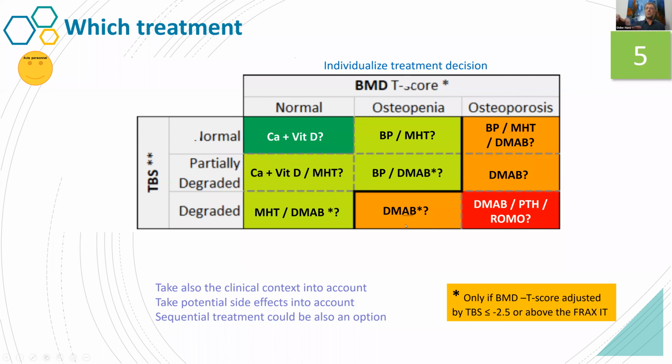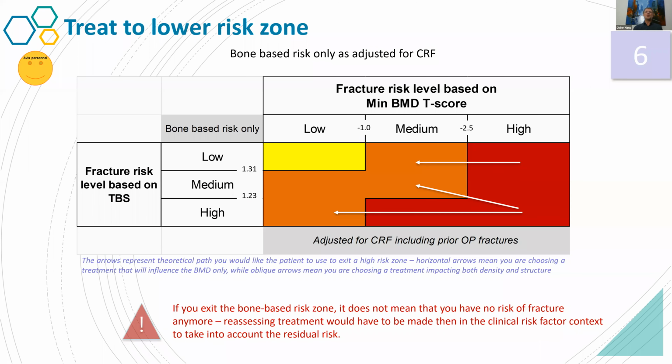And for us, for example, if we have an osteopenic patient, which is either osteoporotic by BMD T-score adjusted or above the FRAX intervention, then we'll treat, and then we'll choose the type of treatment according to the risk profile of a given patient, and choose a molecule accordingly. So treat to lower risk. So it's a big question and a lot of debate about that for years.